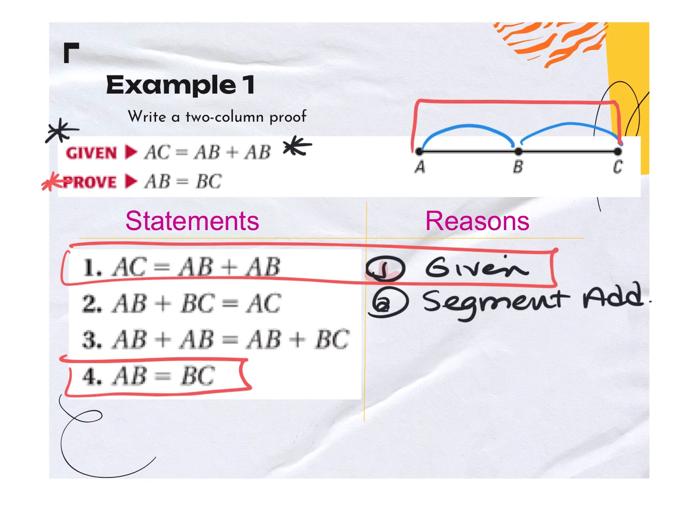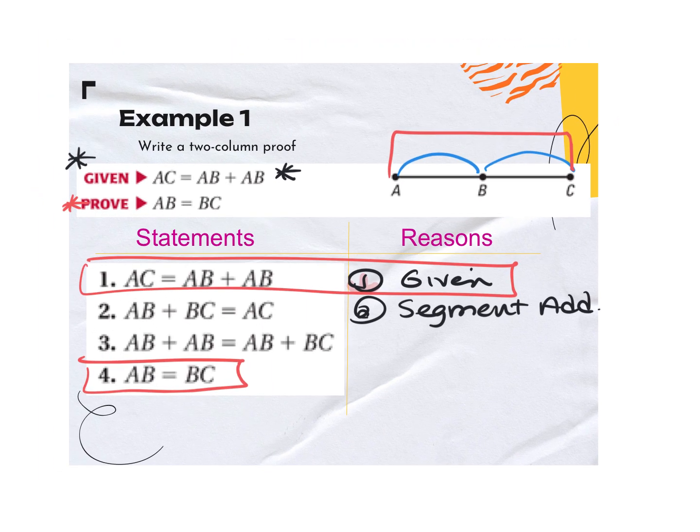And you can abbreviate. You could put segment, add, post. So make sure that you tell me that it's a postulate, not that it's a theorem, not that it's a definition. And again, because we use this a lot, if you'd rather just abbreviate it as SAP, that is our segment addition postulate.